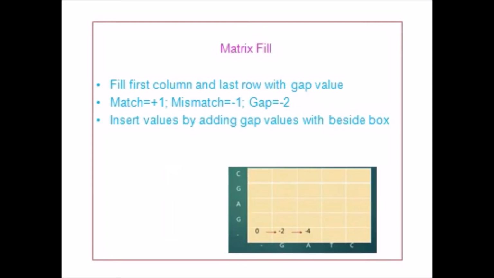The second step is matrix fill. Fill the first column and first row with gap values. If there is a match, give plus 1, mismatch minus 1 and gap as minus 2. Insert values by adding gap values with the adjacent box. So hence we will write 0, minus 2, minus 4, minus 6, minus 8, and vertically also 0, minus 2, minus 4, minus 6, minus 8.